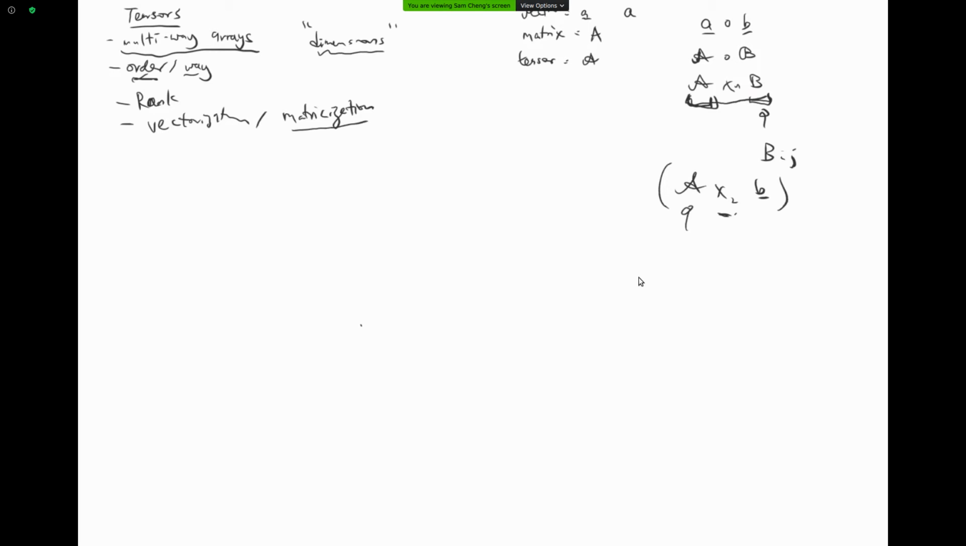More precisely, let's look at the ik element of this. Originally A has an ijk element, and this will be just equal to a_ijk times b_j, summed over j, something like that.